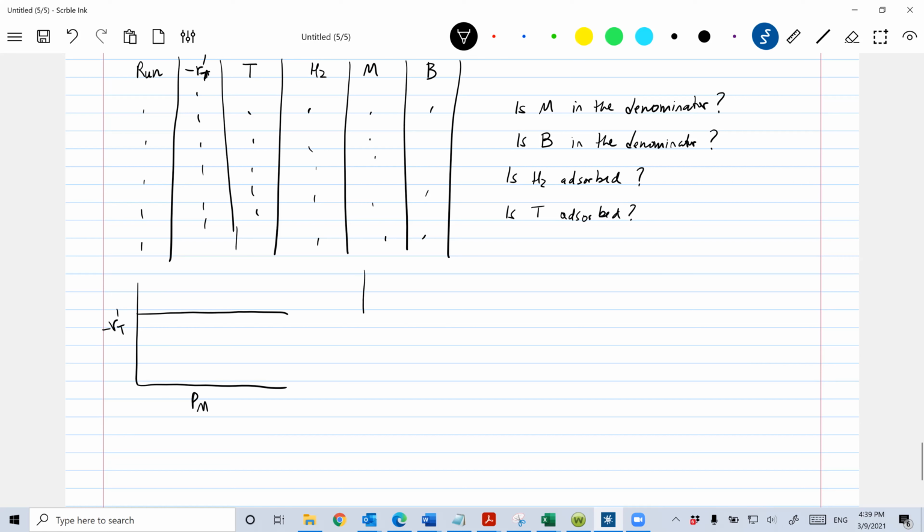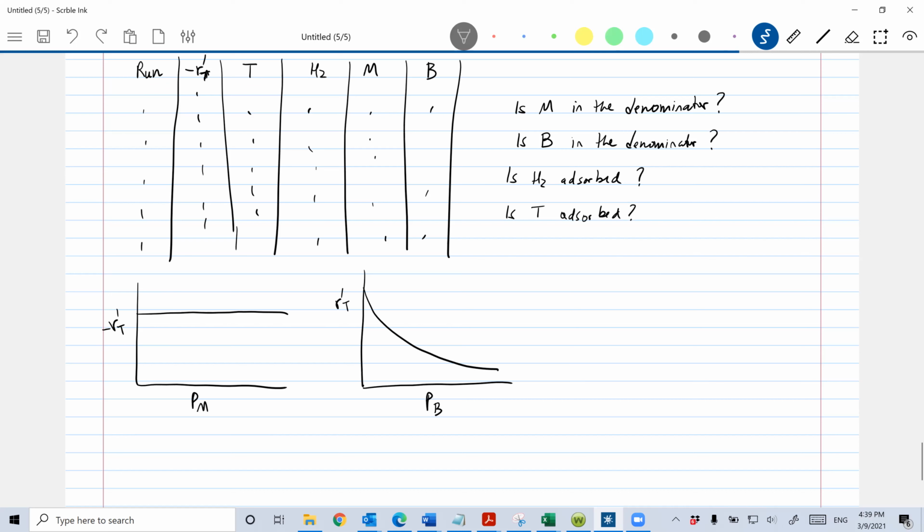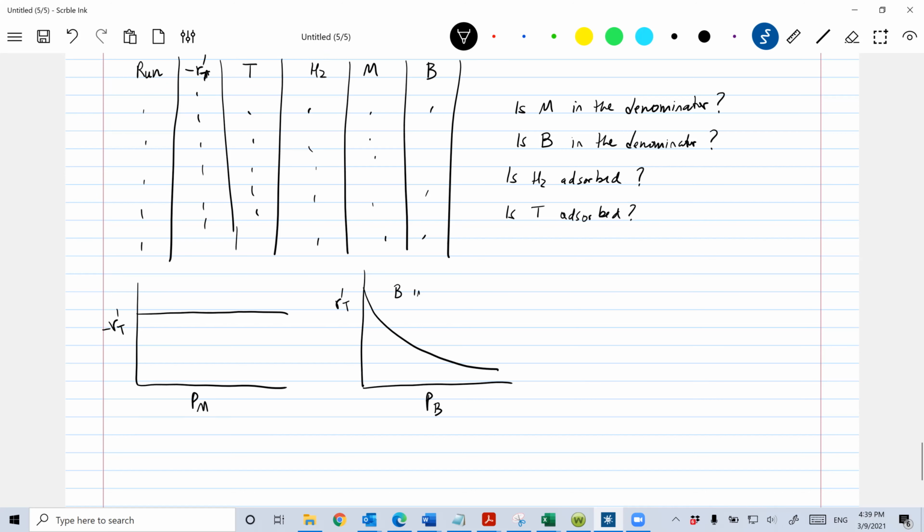So let's say now you were to take benzene, which is another product, and you find that it goes down like this. So you know that benzene is likely in the denominator because as you increase pressure of benzene, the reaction rate goes down. So you know that is the case. So you can say benzene in denominator. And then methane is not.